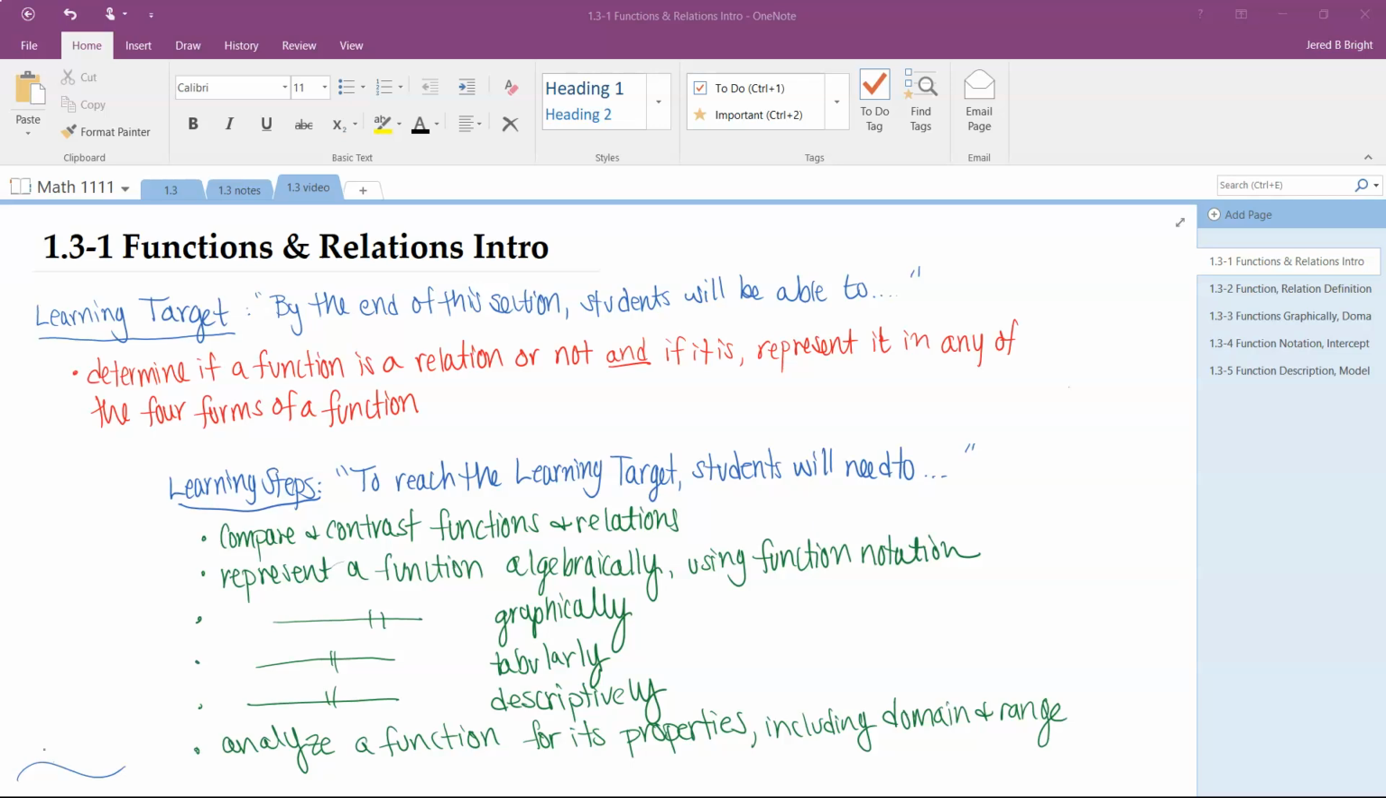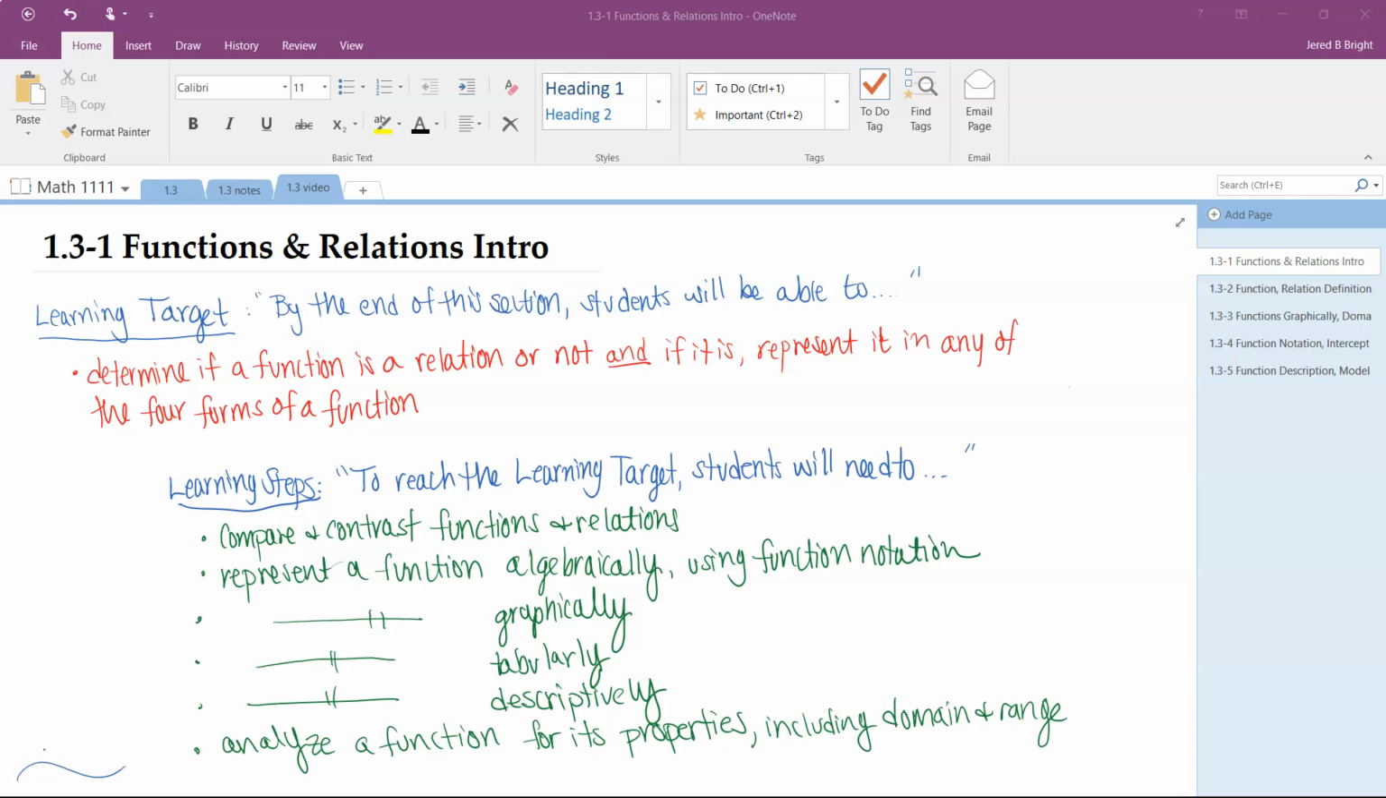Okay, so this first section is going to be on functions and relations, and so if you took college algebra or if you had some algebra experience, you might remember what a function is, and that's really what our goal is. We want to talk about relations and functions, how they compare and contrast, and then talk about the representations of a function.